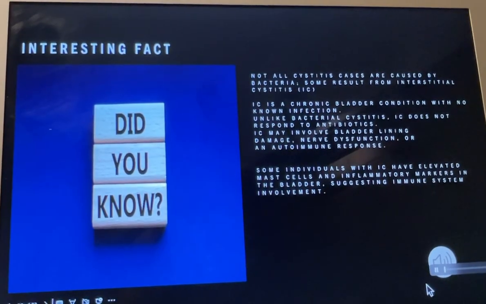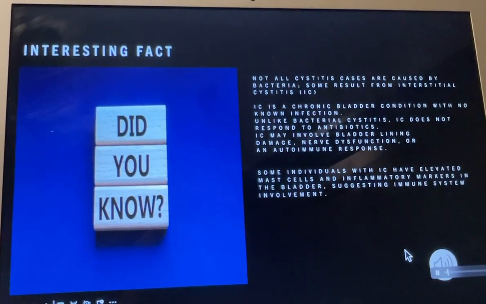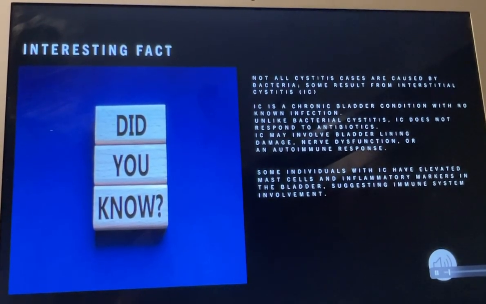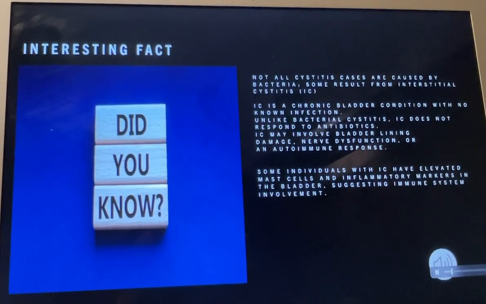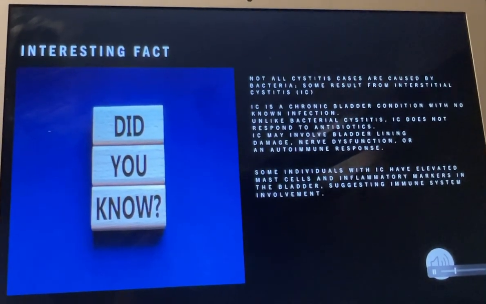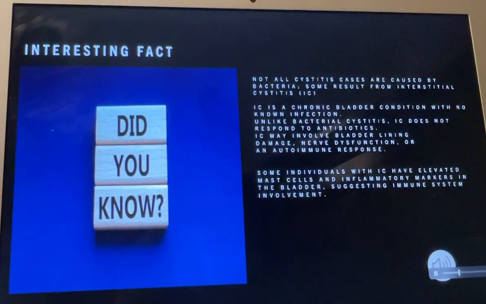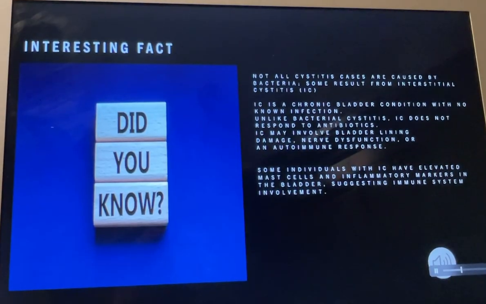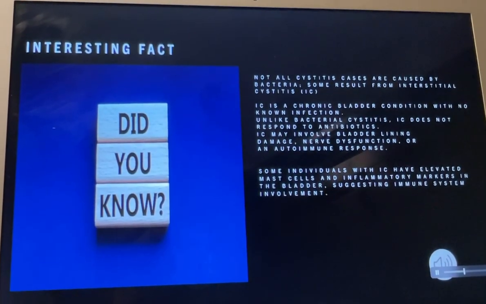And here's a fun and important fact. Not all cystitis is caused by bacteria. Some cases are due to interstitial cystitis, or IC. Unlike bacterial cystitis, IC does not respond to antibiotics because there's no infection involved. Instead, it's believed to stem from bladder lining damage, nerve dysfunction, or even autoimmune responses.